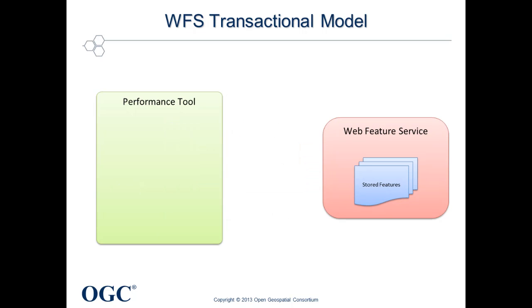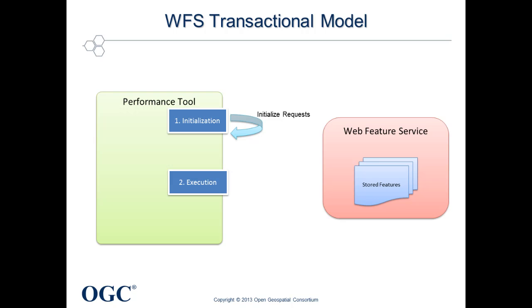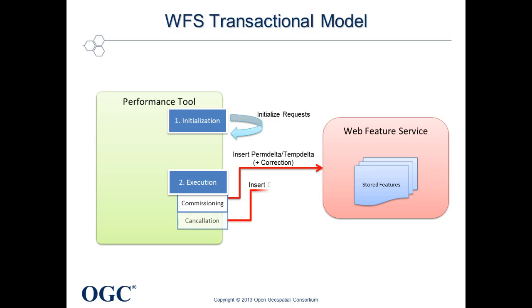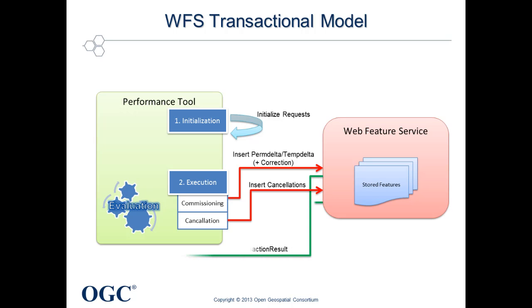Much the same as the GetFeature model, the WFS Transactional Model first of all initializes the used requests. The execution part of the transactional model is designed in alignment with the AXM5 temporality model. In the first step, a commissioning is inserted into the WFS. In order to clean things up and leave the service in the same state as prior, each insertion is followed by the insertion of a cancellation. Both the commissioning and cancellation are taken into consideration in the response evaluation. It extracts several parameters such as the number of inserted features and the measured response time.